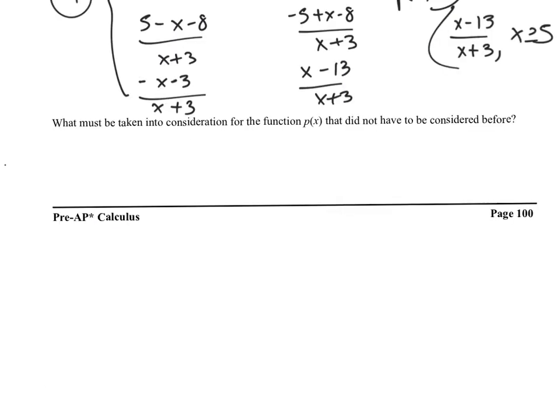And what must be taken into consideration for the function p of x that did not have to be considered before? Well, if it's a rational, we have to take into consideration what might make this function undefined. Like we did a while ago, we had to set the denominator equal to 0 and find that x value. And at that x value, our function is undefined, okay? So we really have to take into consideration when it's a rational function that it's not going to be completely defined at a certain x value. You just got to find that x value. And then when you're writing your constraints like we did in the first piece, when x is less than negative 5, but x cannot be equal to negative 3.